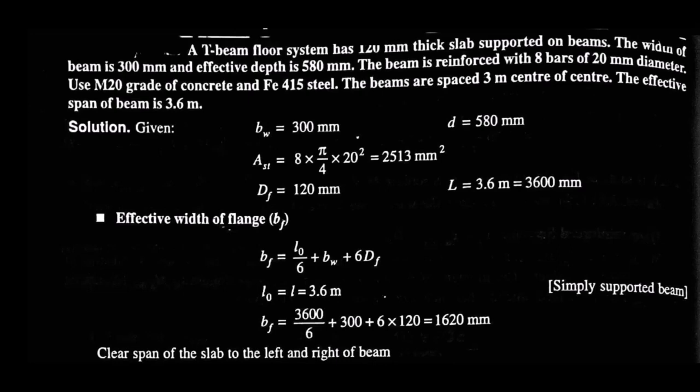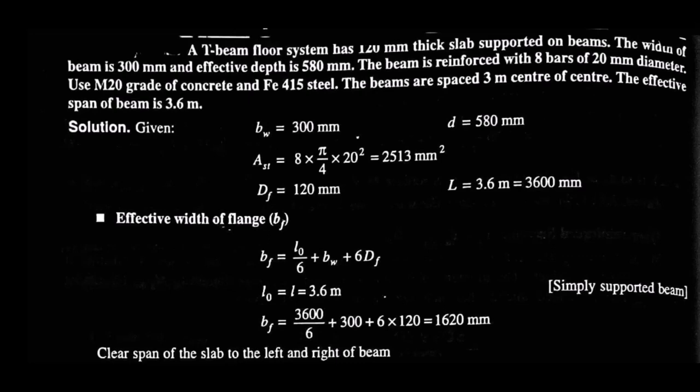Now we can calculate the area of steel because the number of bars and diameter of bars are given. So the area of steel is 8 into pi by 4 into 20 square, where 20 is the diameter of the bar and 8 is the number of bars. That is equal to 2513 mm square. Now, the depth of flange is 120 mm, that is also given. Length is 3.6 meter, that means 3600 mm, that is also given.